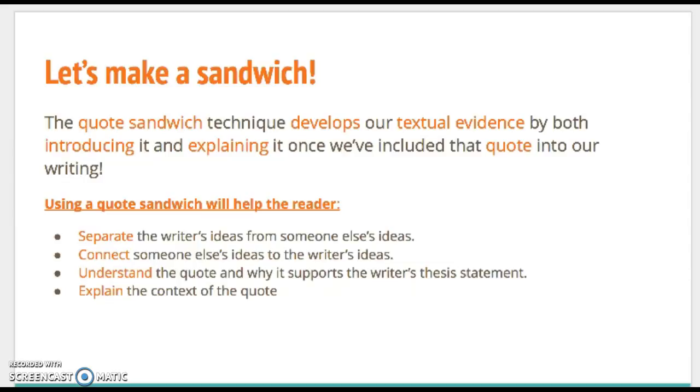It also helps readers understand the quote and why it supports the writer's thesis statement, and it explains the context of the quote. So in the next slide, we will look at ingredients.